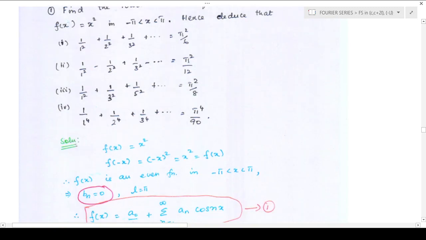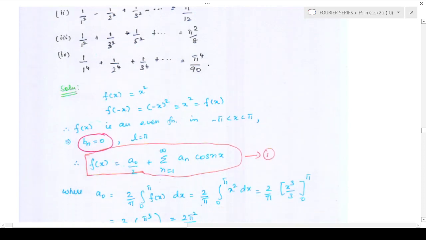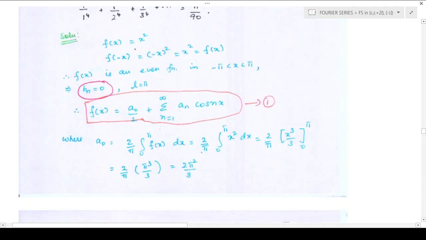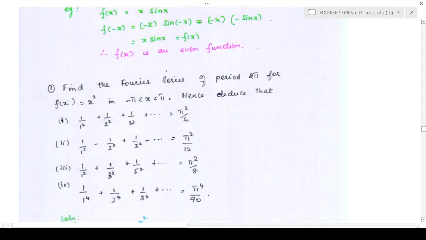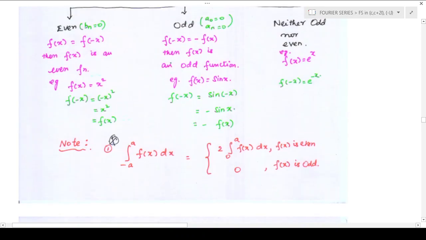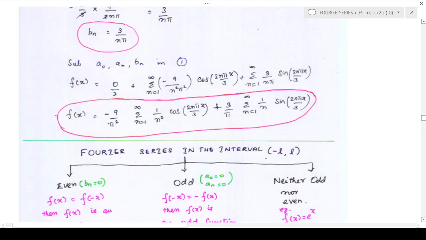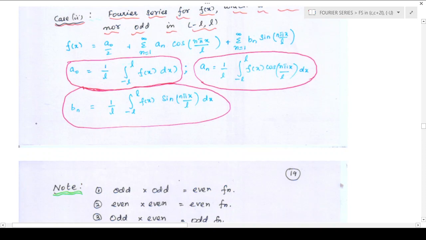Likewise, now for the sum of 1 by n power 4, for the last part you have to go for Parseval's identity, right? We'll see f of x equal to x square. Already I hope we have done it in the first 0 to 2 pi problem also. But for minus pi to pi, whenever you come across minus L to L, or minus pi to pi, minus 2 to 2, you have to go and check whether it is even, odd, or neither odd nor even.